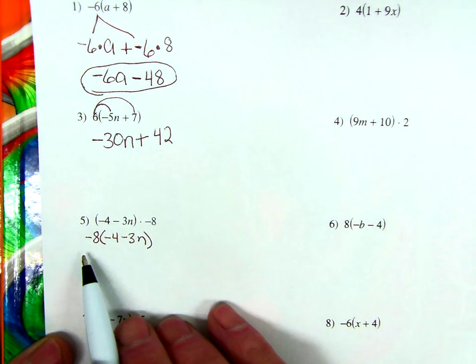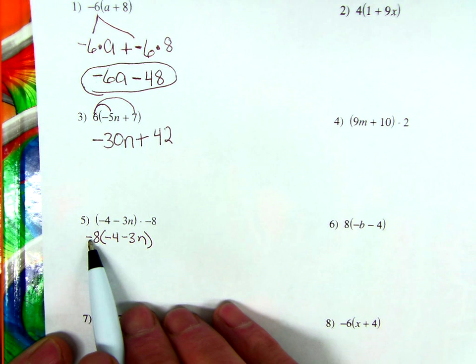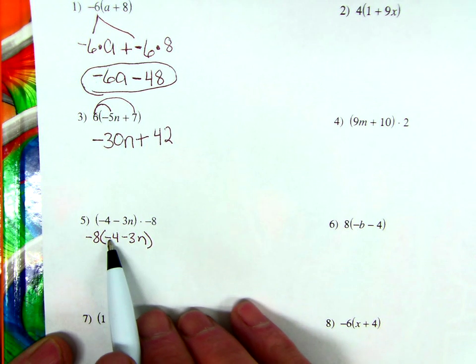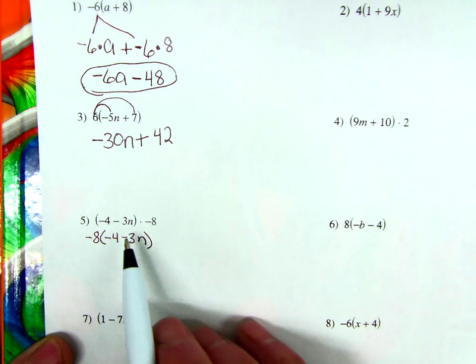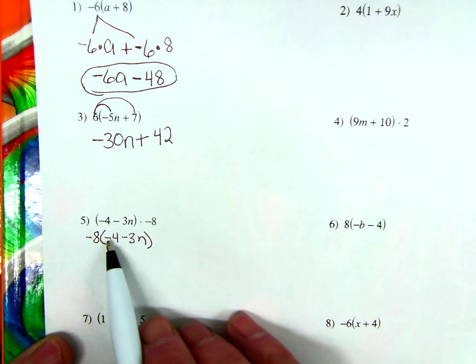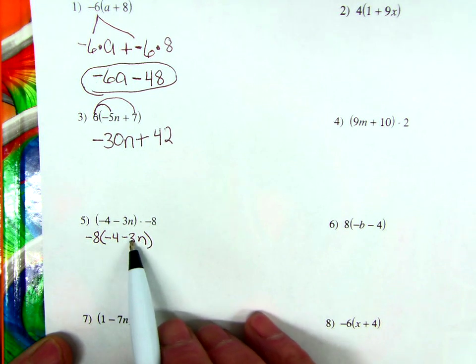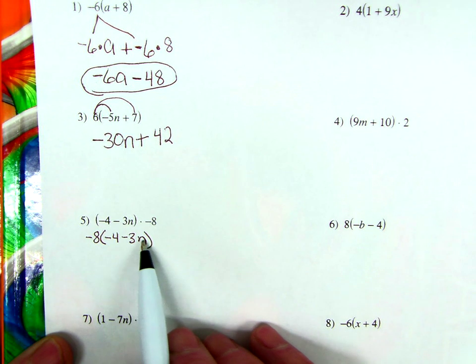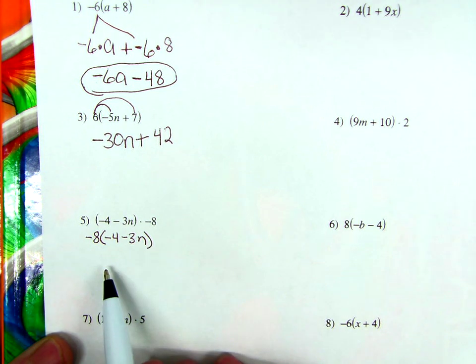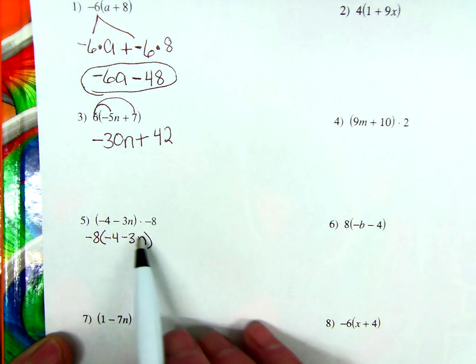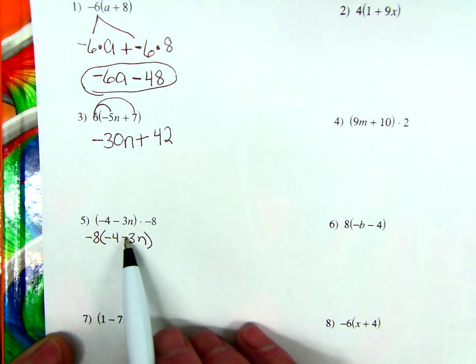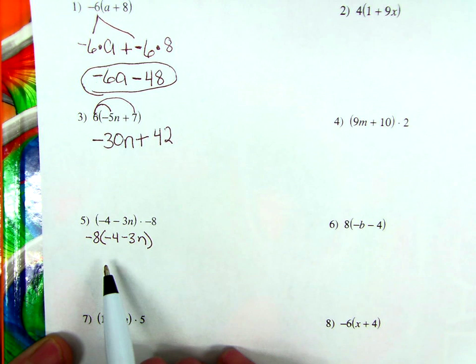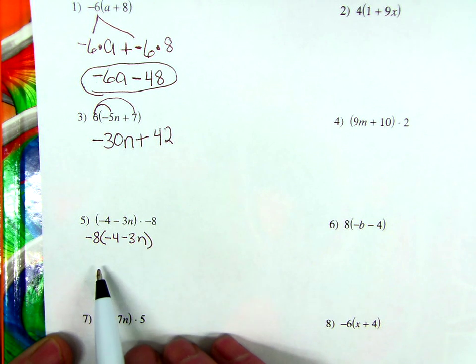What we need to be careful with is now we have negatives being multiplied by negatives. On the inside of the parentheses, -4 minus 3n. This minus sign belongs to the 3n. If it were to stand alone outside of this expression, it would be -3n. And that's what we need to remember as we do our multiplication.